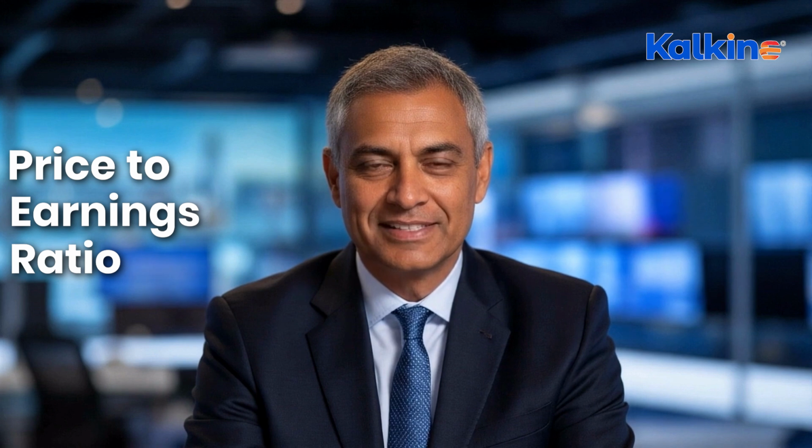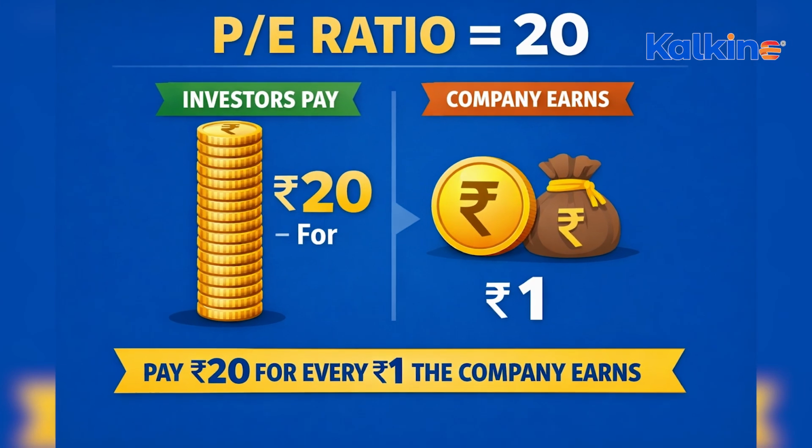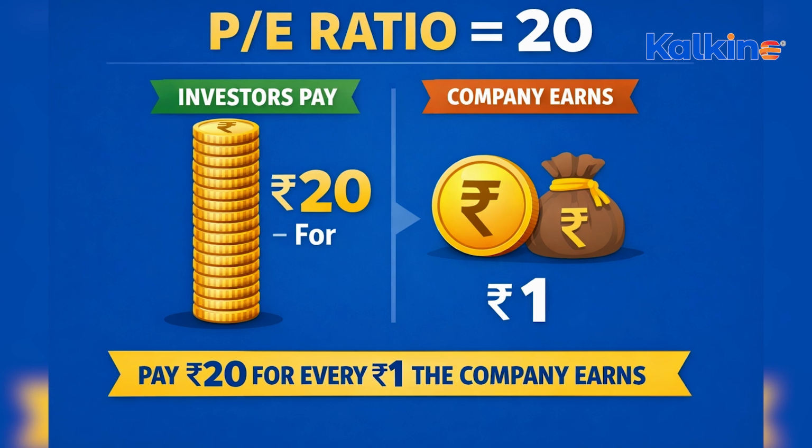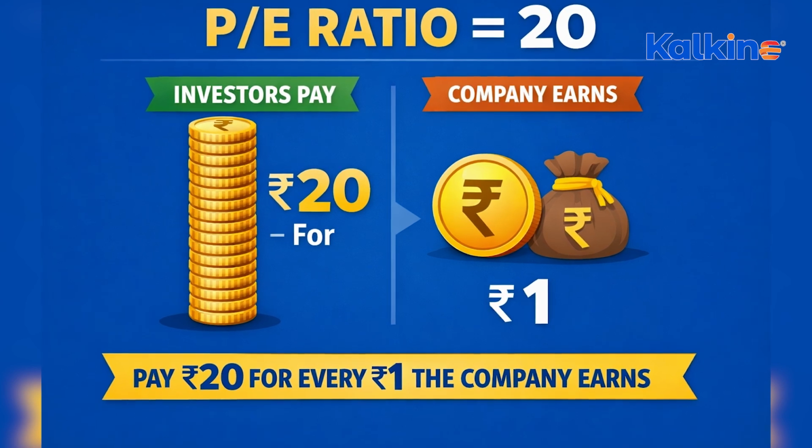The PE ratio is one of the most popular tools in the stock market, but also one of the most misunderstood. Let's simplify it. PE stands for price to earnings ratio. It tells you how much investors are willing to pay for every Rs 1 of a company's earnings. In simple terms, if a stock has a PE of 20, it means investors are paying Rs 20 for every Rs 1 the company earns.